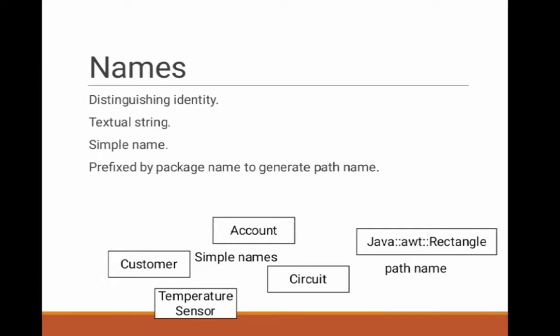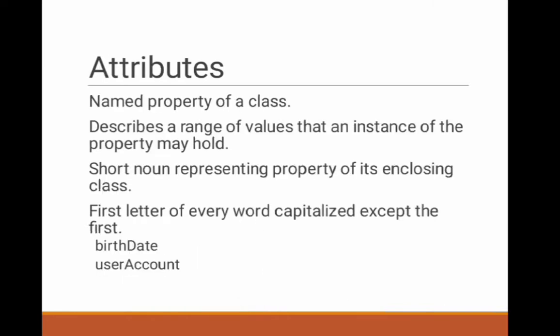How can we name a class? It should be distinctly identified, meaning each and every class should have its distinct name. It is a textual string, a simple name, prefixed by the package name to generate the path name. Here Customer, Account, TemperatureSensor, Circuit are all class names. Even a path name, like Java::awt::Rectangle with scope resolution, can also be considered a class name.